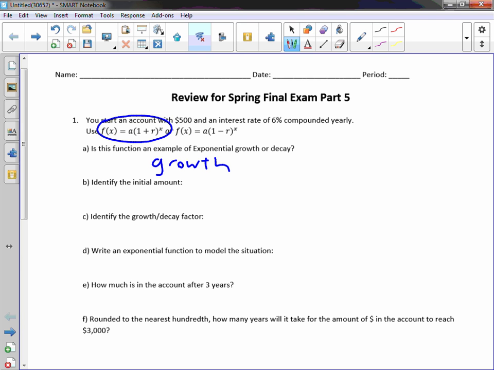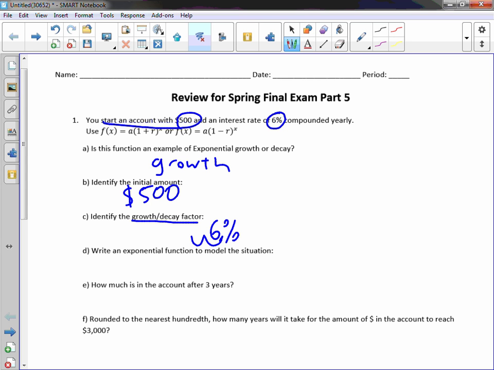Identify the initial amount. Our initial amount says right here, we start with $500. So our initial amount is 500. The growth or decay factor is the percentage expressed as a decimal. How do we do that? Anytime I have a percentage, in order to turn it into a decimal, I move the decimal over 2 places. It's always 2 places no matter how many numbers are here. If you have an extra spot, plug in a 0. So our growth factor for this one will be 0.06.